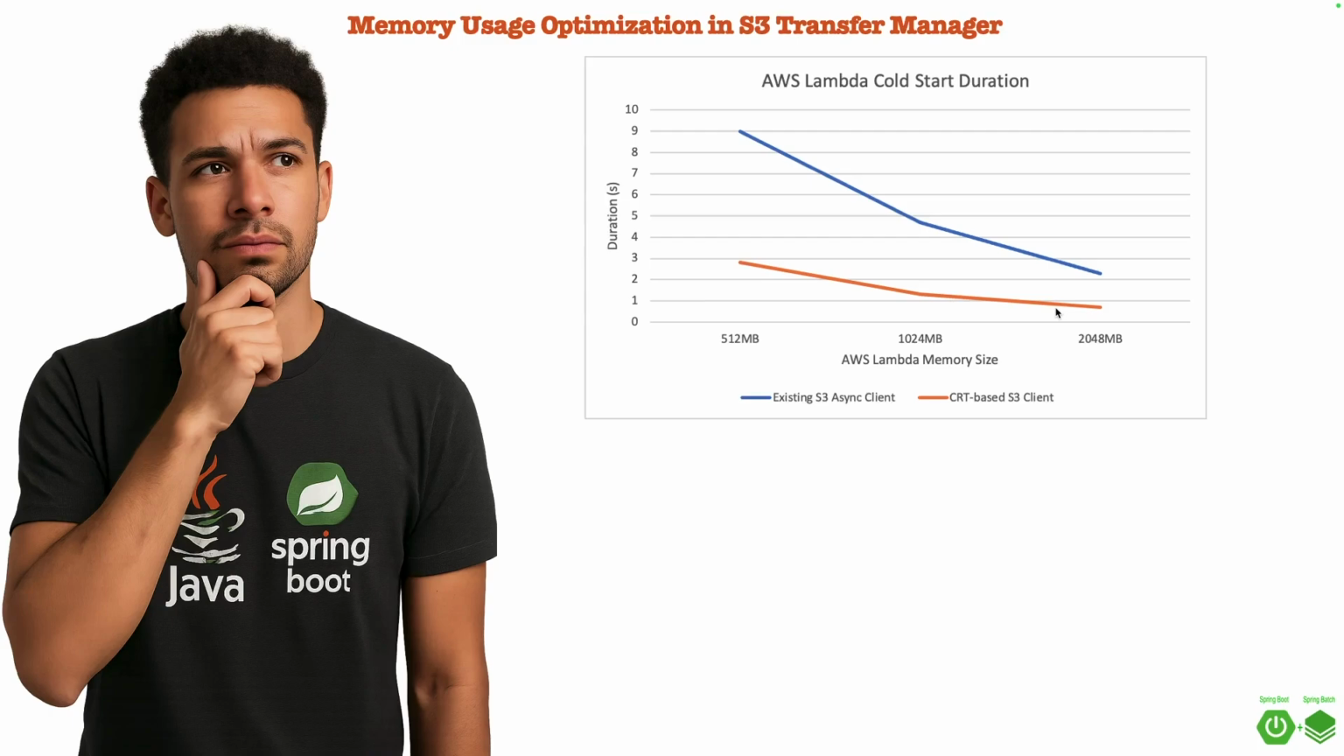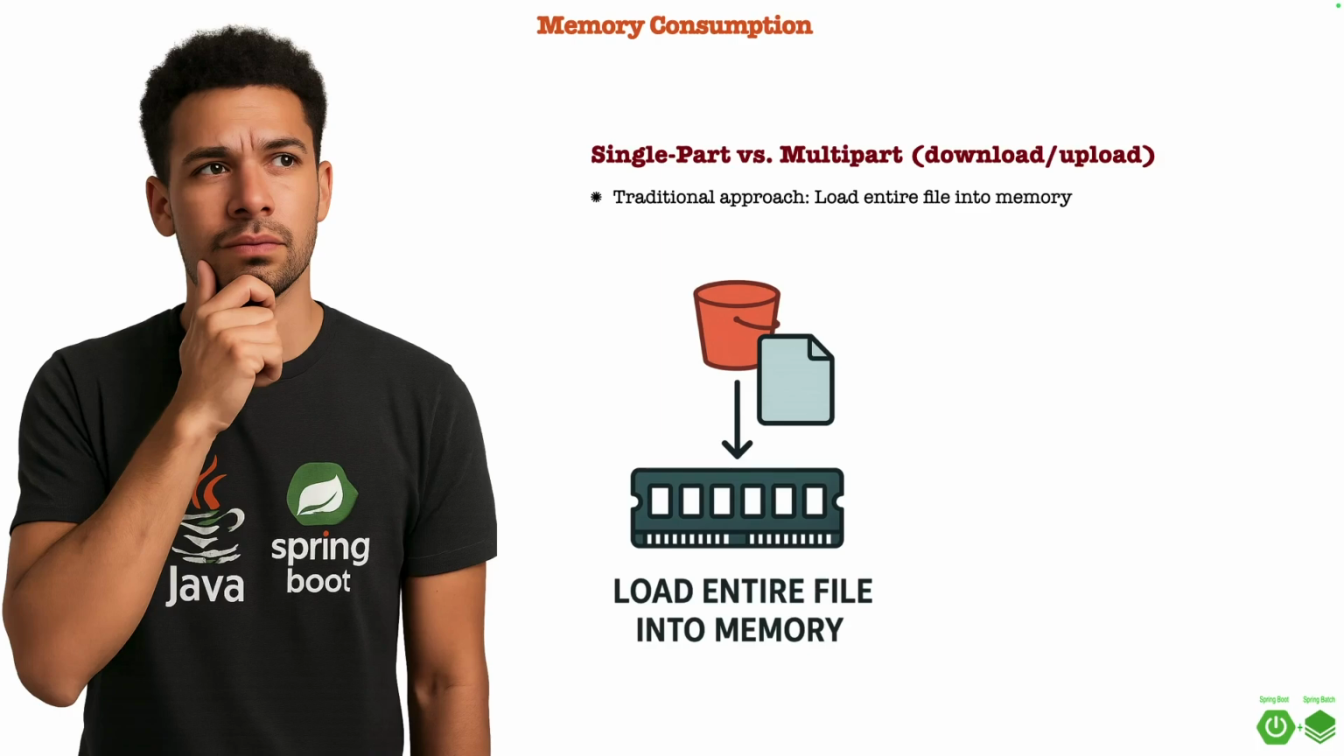Okay, this is amazing. So using, for example, a CRT based S3 client significantly reduces AWS cold start times, especially for lower memory size, which can lead to faster function initialization and potentially lower latency for your application. Going back to our topic, which is multi-part upload. So why do we need multi-part upload or multi-part download? Apart from that, we have single part upload and download.